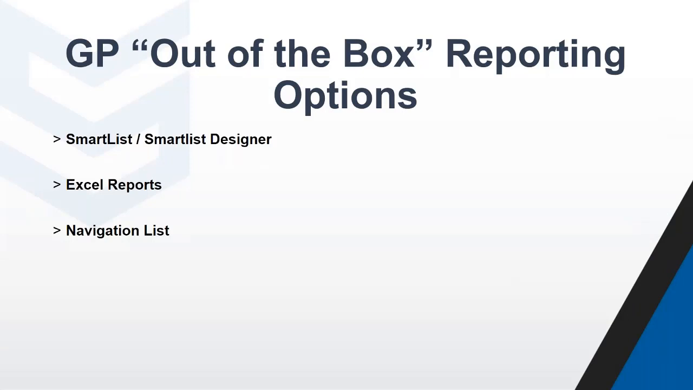Lastly, just knowing what you have as far as out-of-the-box reporting goes. We've got Smart List, and in some of the newer versions, we've got Smart List Designer, which allows you to create some reports on your own that are a little bit more robust than what Smart List out of the box does. We've got Excel reports. With Excel reports, there is a little work behind them. You have to deploy them, and they may not have been, but for those folks who like to do pivot tables and work in Excel, those can be helpful.